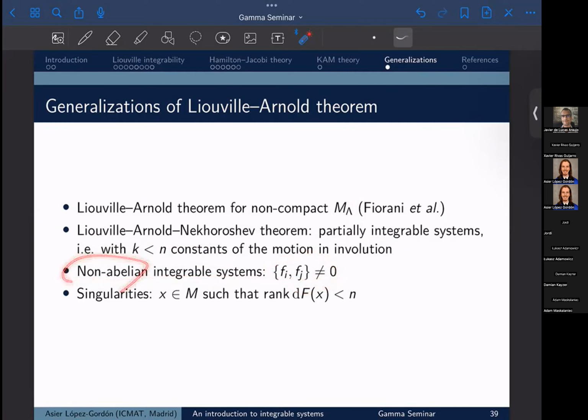Then it's called non-abelian because in this case the flows do not define an abelian action on the manifold. We could also consider integrable systems with singularities, which are points for which the rank of the function defined by the integrals is less than n.